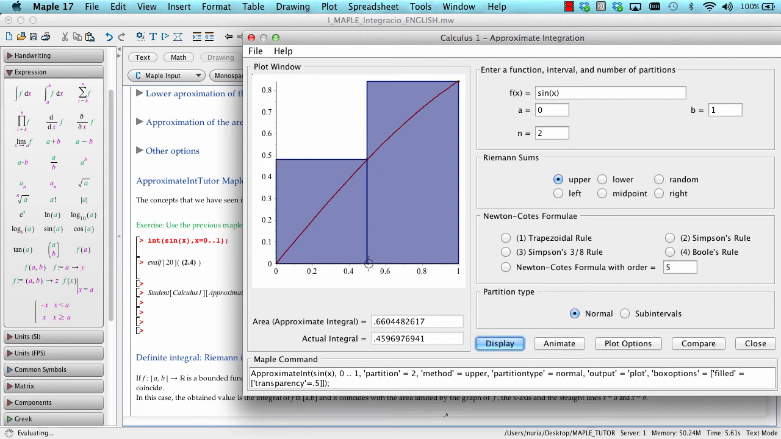Of course, computing the area of a rectangle and then adding this other area is really easy. So in this case, if we compute the area of these 2 rectangles, we would get 0.66. And since we are taking the maximum, we know that we are, of course, being above the actual value of the integral, which is the area below the curve.